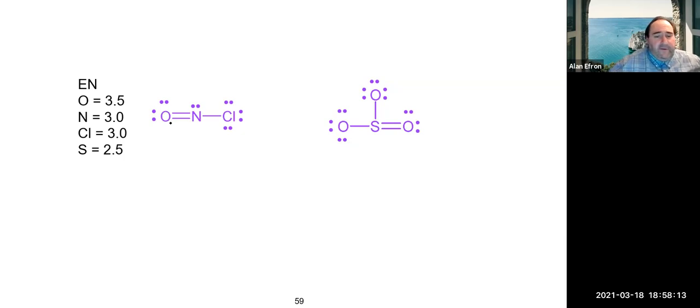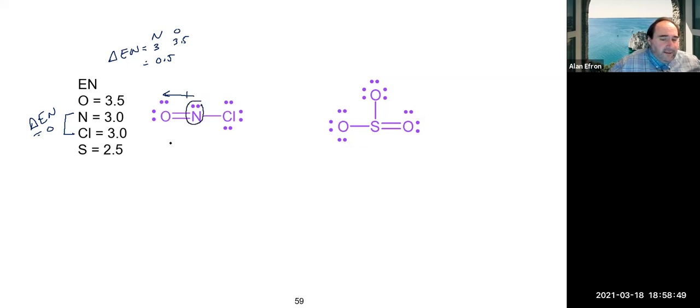And so, for example, if we look between nitrogen and oxygen, the difference in electronegativity, nitrogen is 3, oxygen is 3.5. So the difference there is going to be 0.5, which means it is polar, and we would have a polar bond heading in that direction. Between nitrogen and chlorine, though, when we do the difference in electronegativity, the difference is actually 0. It's 3 minus 3. So the thing we want to look at here, though, is the geometry.